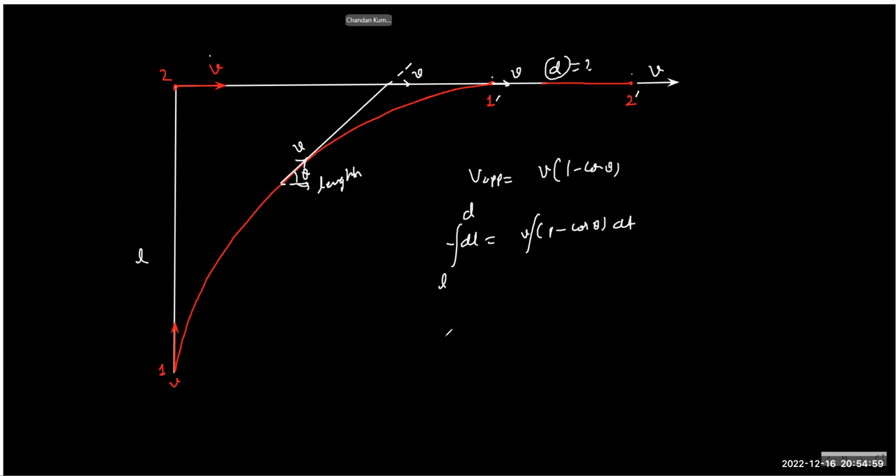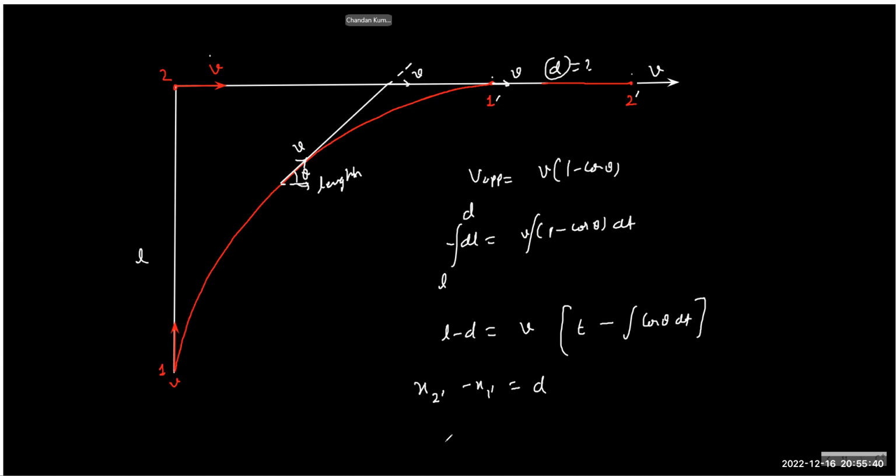So the answer turns out to be L minus D equals to V into tau or T, whatever. You can always write this as V times integral of 1 minus cos theta dt. You can write like this integration. And now if I write the X relation, what is the X2 dash? And what is the X1 dash? So we can say X2 dash minus X1 dash eventually will be how much?